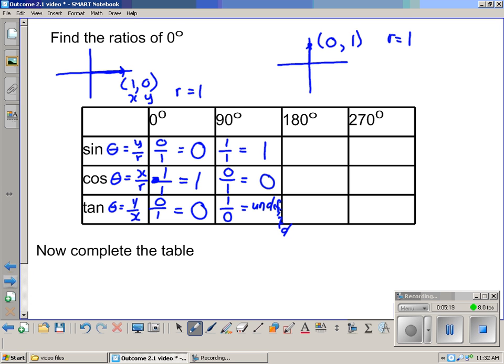We could fill in the values for 180 and 270 in the same way. We would find that the sine of 180 is 0, the cosine is -1, the tangent is 0, sine of 270 is -1, cosine is 0, and the tangent of 270 is undefined.